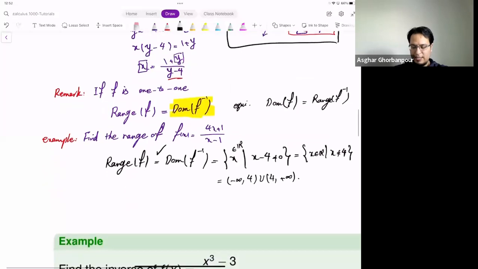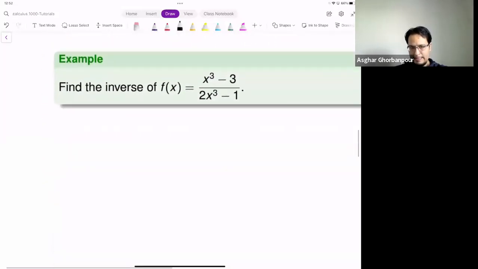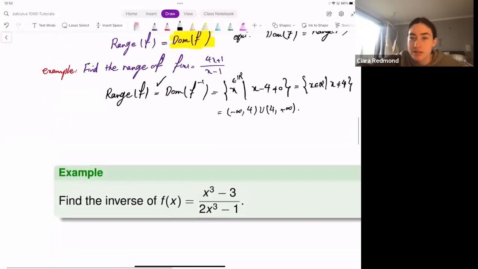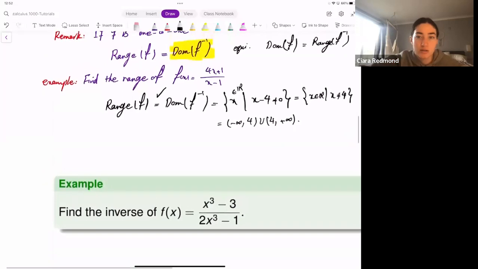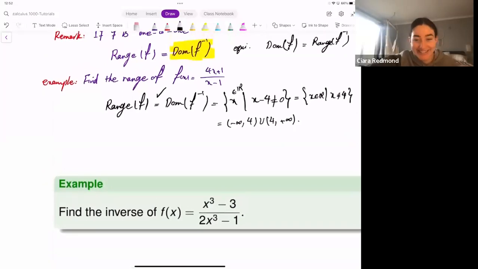Any questions? Any comments? Yes, Kiara, please. Does that say x minus 4 equal to 0? No, not equal to 0. The denominator cannot be 0. Okay, that makes more sense. Thank you.